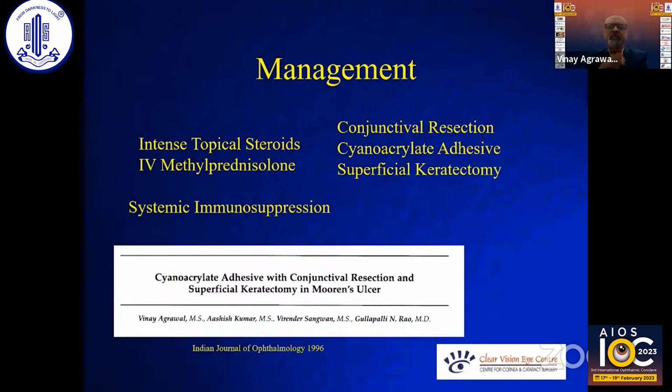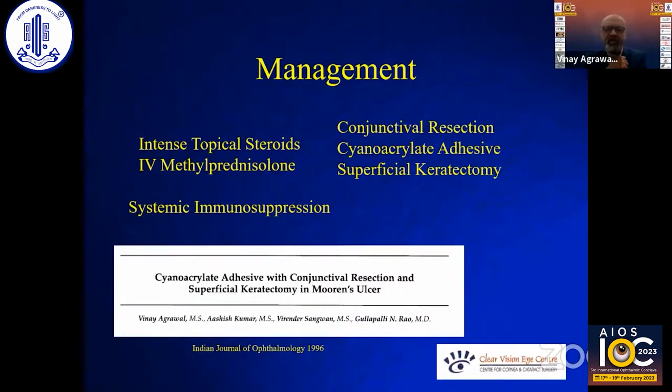So how do we manage these patients? There is the medical line of management, and there would be some surgical adjuncts also, though surgical therapy is an adjunct to systemic or topical therapy, is what I believe. Essentially, intense topical steroids. Now, this is something which is important because many a times there is a delay in initiating topical steroids because of the inability to differentiate whether it is an infectious keratitis or otherwise. So that is an important call which needs to be taken.